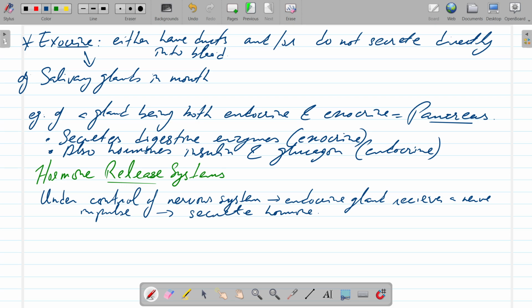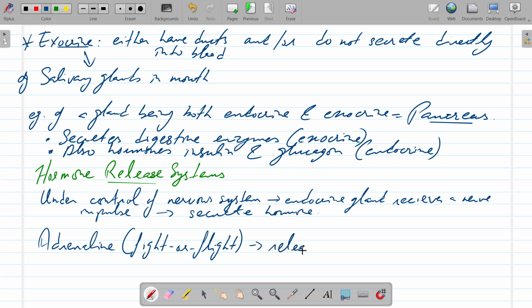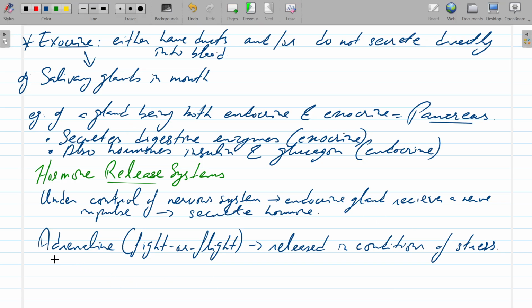An example is the adrenal medulla, of the adrenal glands, which secretes adrenaline. So adrenaline is a hormone. It is known as the fight or flight hormone. It is released in conditions of stress by the adrenal glands.